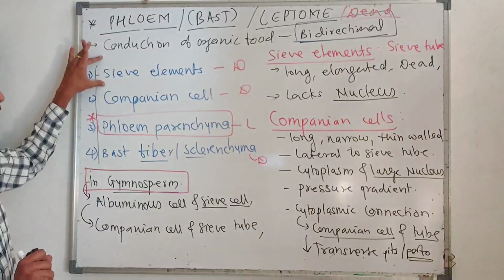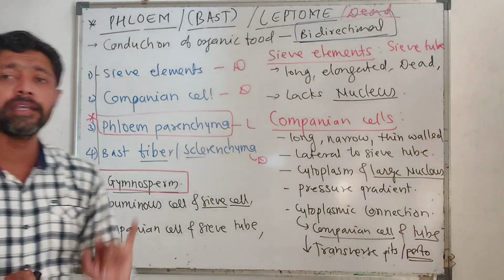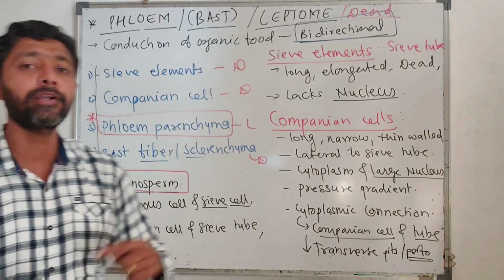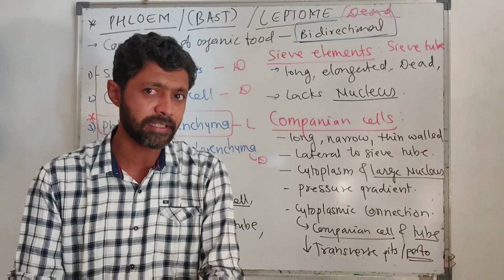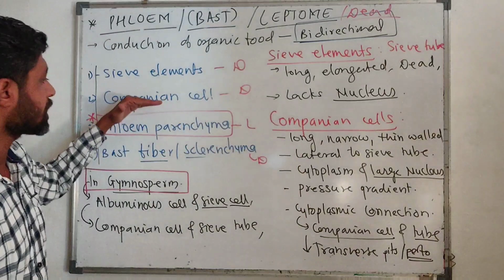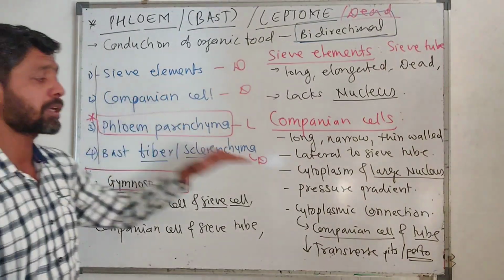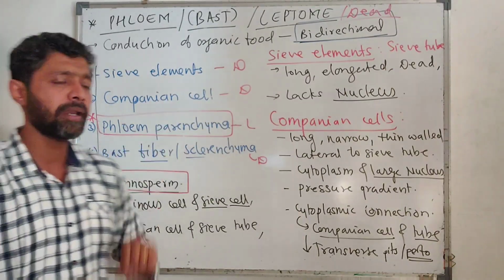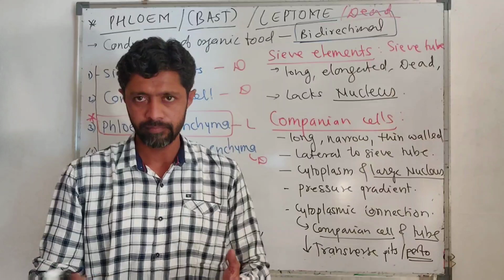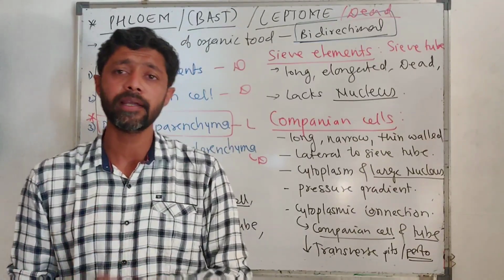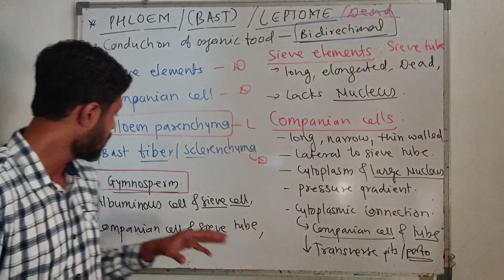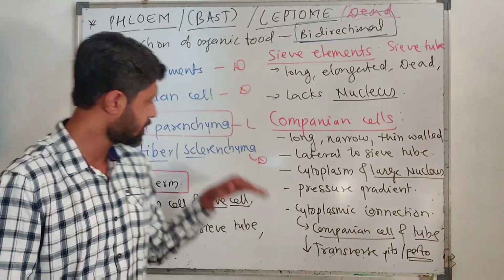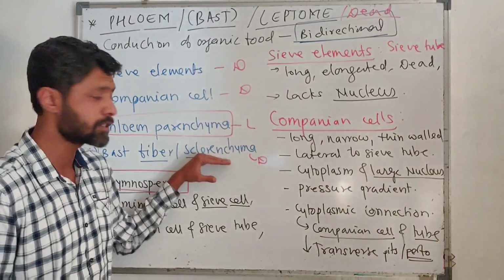Among these elements, the sieve element is mainly meant for transport of food. Companion cell will help this sieve element to transport the food. Its name suggests it will only be helping. Basically, companion cells are going to maintain a pressure gradient in the cell. Then phloem parenchyma, as in xylem parenchyma, is responsible for storage of food. And here bast fiber or phloem sclerenchyma is used for mechanical support. And their commercial importance is also there.